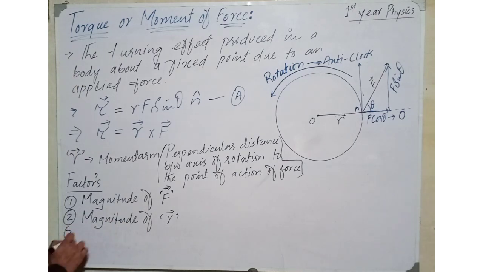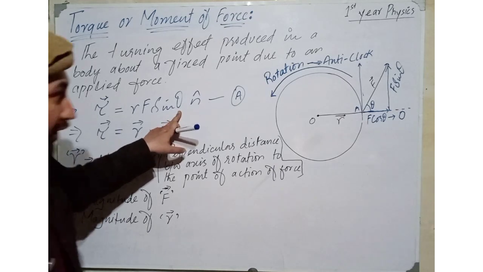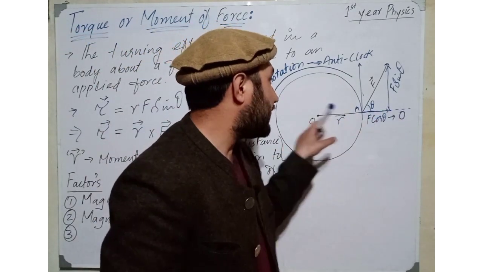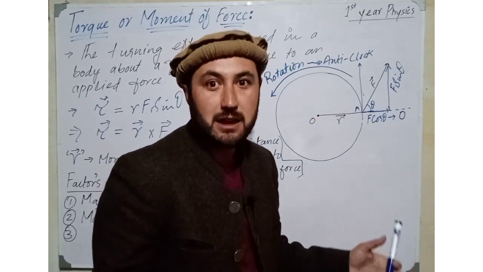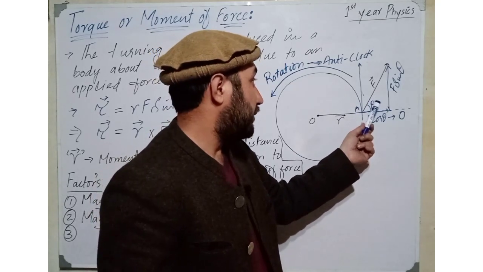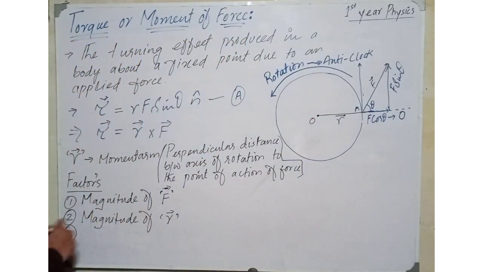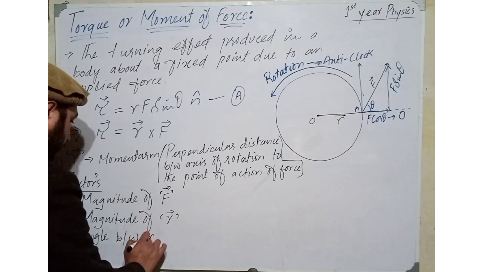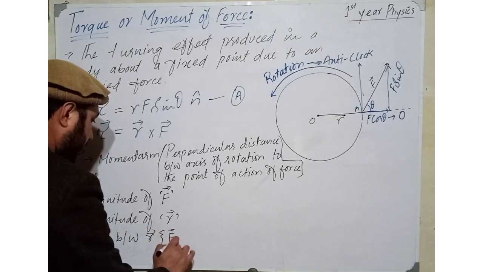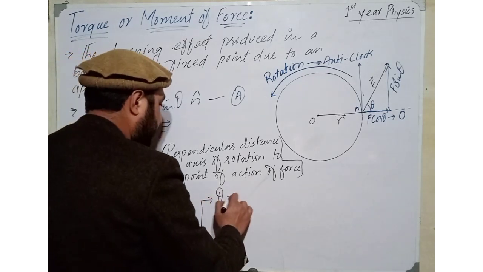And the last factor which is going to affect torque is the angle theta, because if we apply force along the direction of the moment arm, no torque is going to be produced, right? It is because this angle is actually affecting the torque or the rotation. So the third thing which is going to affect torque is the angle between R and F.